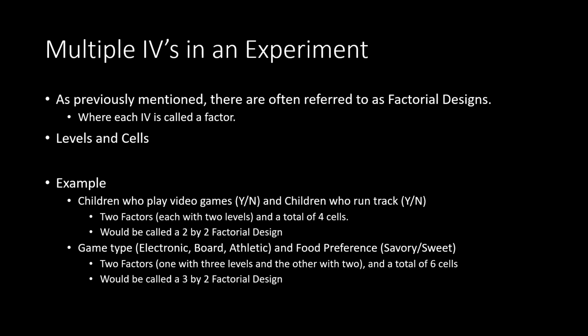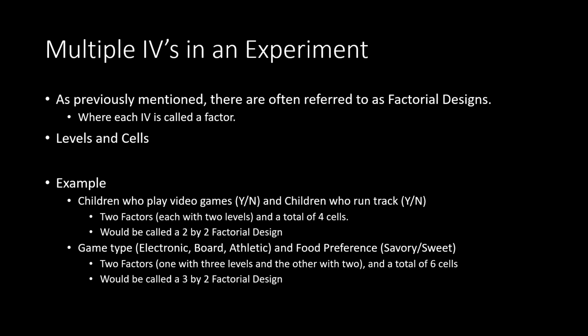What are these 4 cells? Well, I have people who play video games and run track. I have people who play video games and do not run track. I have people who do not play video games and do run track. And then I have people who do not play video games and also do not run track. And so in this way, I have each of the possible pairings of levels that I could have, and that leads me to these 4 cells.